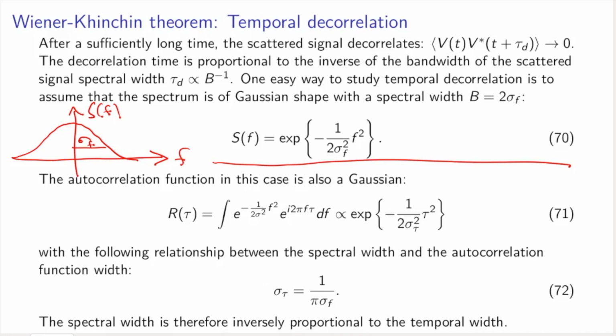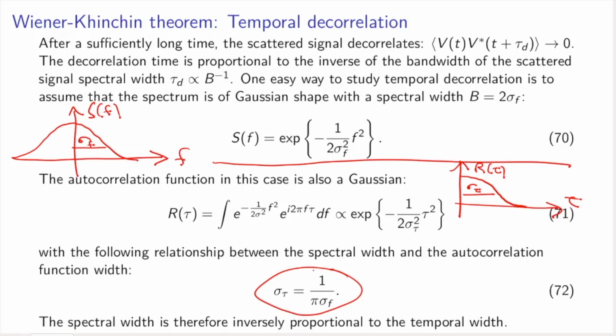This Gaussian density function has a width parameter sigma f. If we now apply the Wiener-Khinchin theorem and inverse Fourier transform the power spectrum, we obtain an expression for the autocorrelation function that corresponds to a Gaussian power spectrum. This also happens to be Gaussian. The width parameter of the autocorrelation function, sigma tau, is inversely proportional to the width parameter of the spectrum.